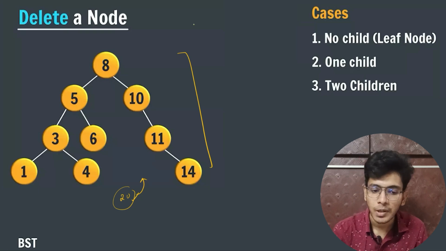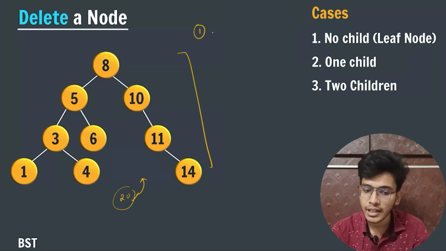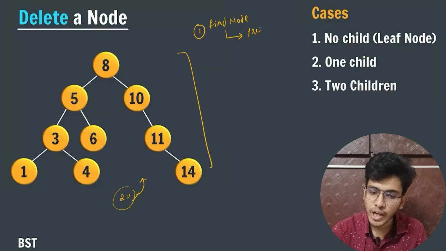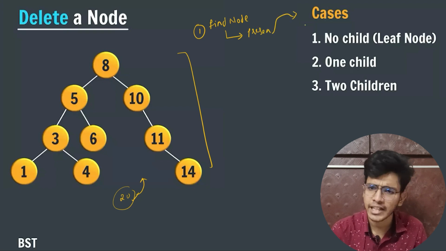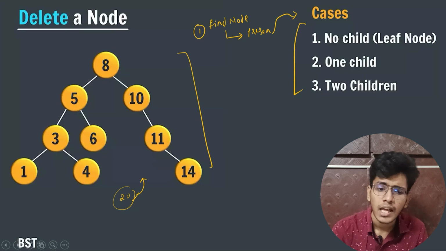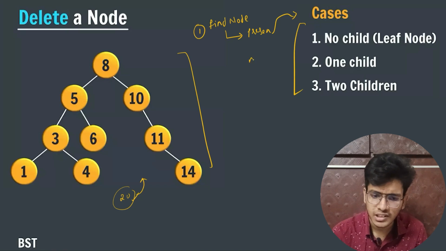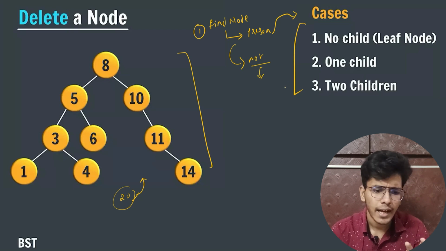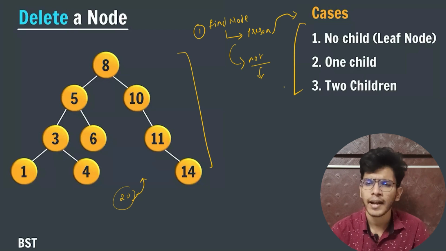So the first step in deleting a particular node in my BST will be to find the node. Find the given value node, and if it is present, then I will check these different cases. These are the 3 different cases that we will discuss in detail. If it is not present, then I will show my user that the particular value doesn't exist, I will say that it is not present in my BST, and I will return and come out of my program. So this will be my overall approach for the deleting operation.